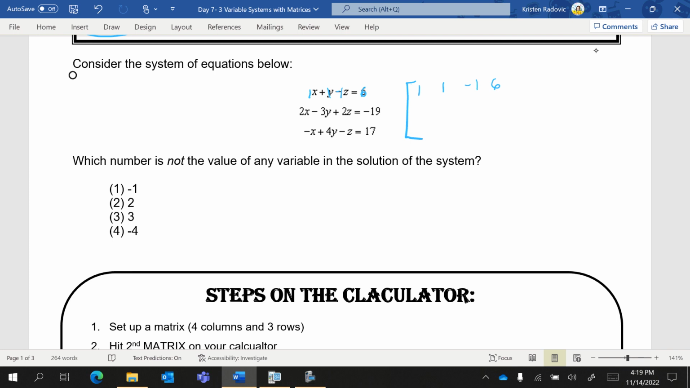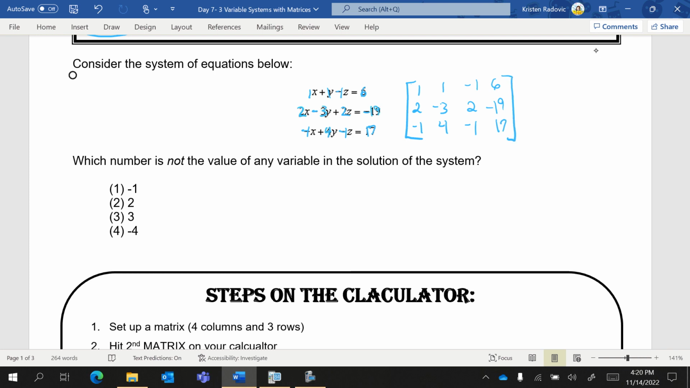I get rid of the equal sign. I get rid of the letters. My next equation has a 2, -3, 2, -19. Next one has a -1, a 4, a -1, and a 17. And I'm going to close this with brackets.